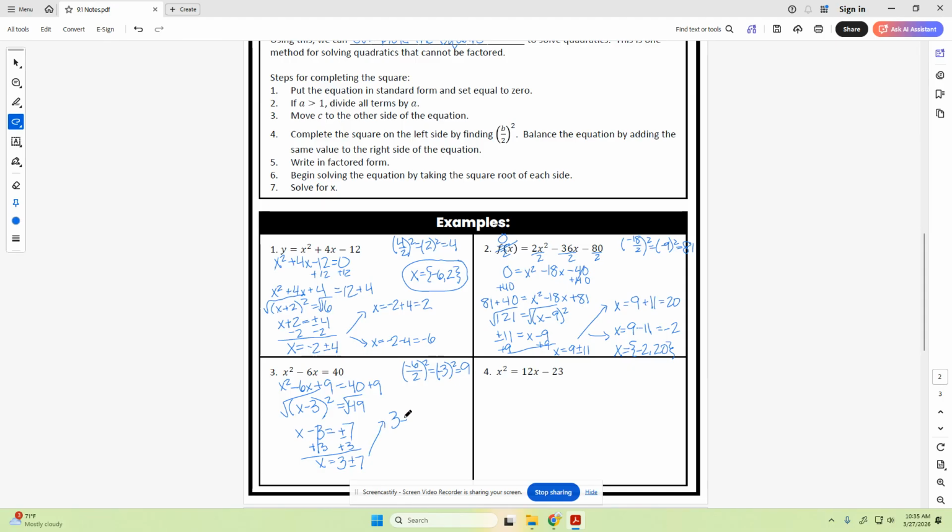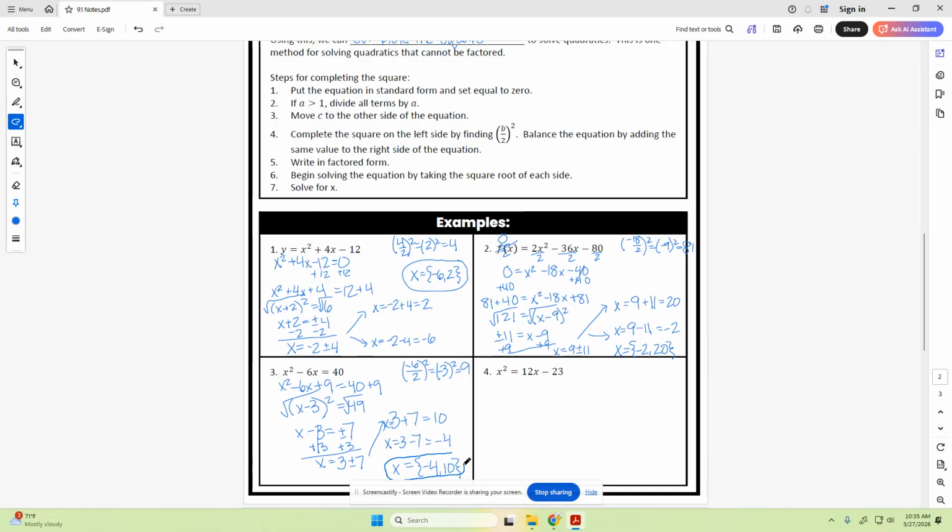So x equals 3 plus 7, and x equals 3 minus 7. So 3 plus 7 would give us a solution of positive 10. 3 minus 7 would give us a solution of negative 4. Those are our two solutions. So our solution set is negative 4, positive 10.